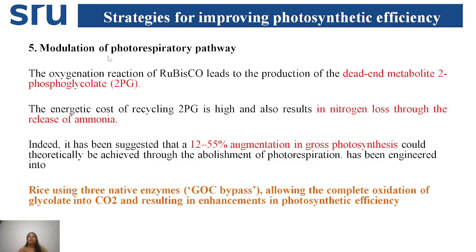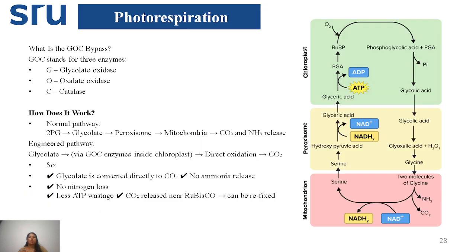And later, modulation of the photorespiratory pathway. Before understanding this, you need to understand photorespiration in detail. Okay, let me explain a little bit. I don't know how much you get it. So here photorespiration means, as we already discussed, Rubisco will take up oxygen instead of carbon dioxide. We call it photorespiration. Photorespiration takes place in three steps: chloroplast, peroxisome organelle, and later mitochondria.